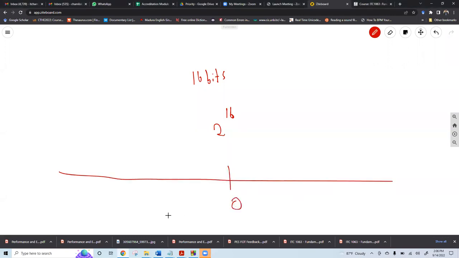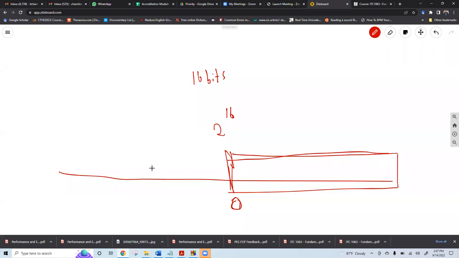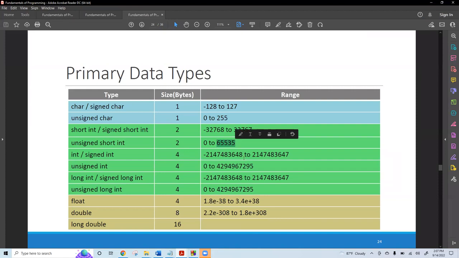Right? So 2 to the power 16 means we can represent those numbers from 0 to somewhere in our number system, or we can represent some negatives and positives as well, including 0. So if we represent only positives, without considering sign, then you have to calculate this value, and with 0, you will get that value. That would be the maximum value that you can represent.